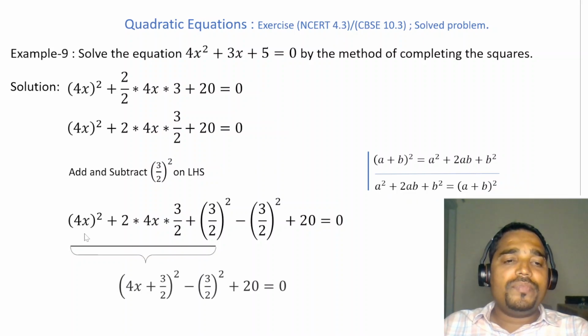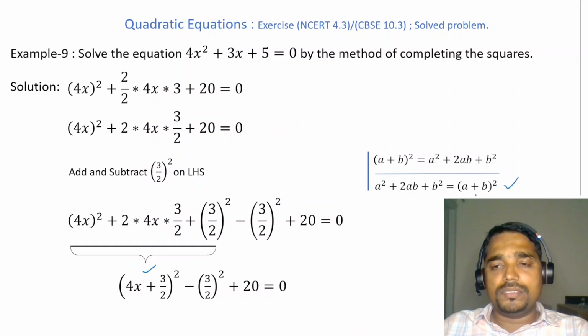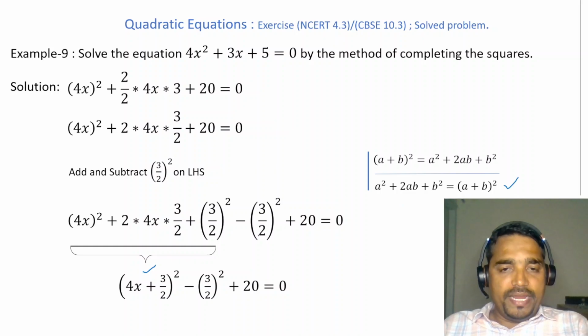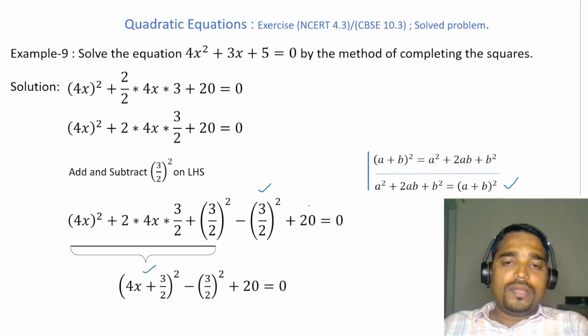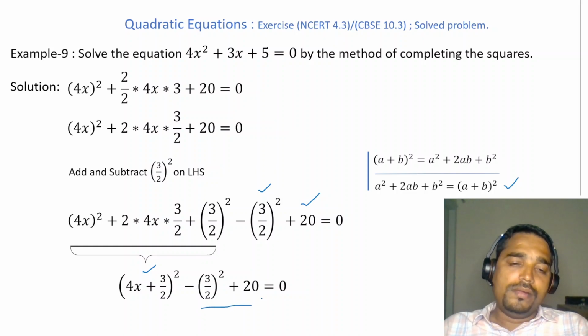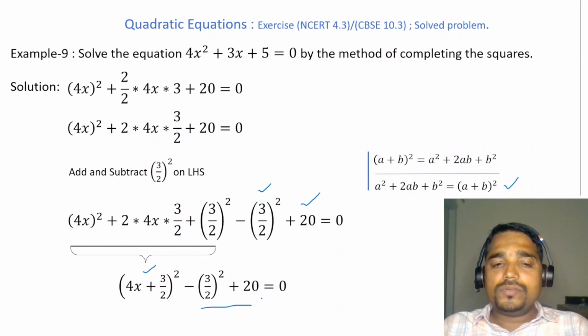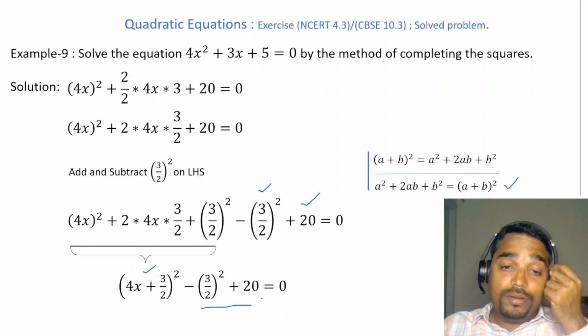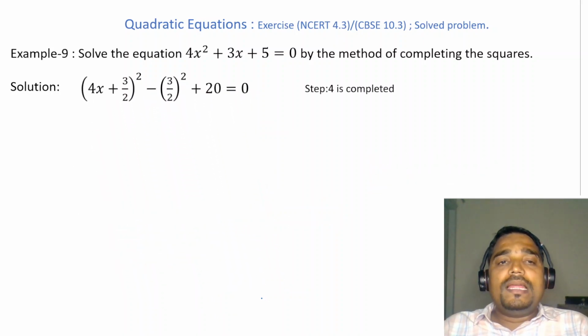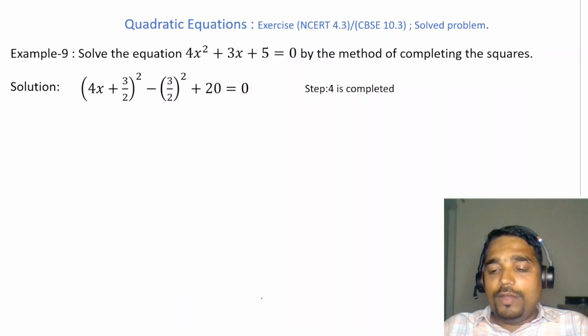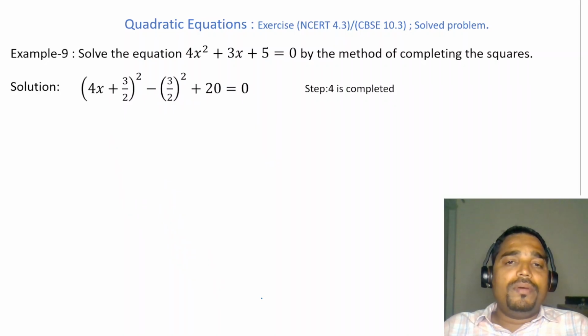So where there is a, there is 4x, where there is b, there is 3 by 2. Therefore, it looks like (4x plus 3 by 2) whole square. So here I made a substitution for three terms in terms of (a plus b) whole square, minus (3 by 2) whole square, and plus 20 would remain as it is here. Let's simplify this. So this completes the step number 4. Let us try to find the value of x. Let's start the step number 5.